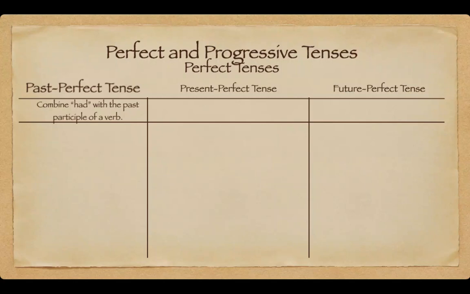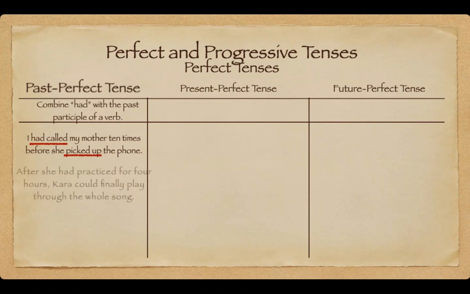Let's review a couple examples. I had called my mother 10 times before she picked up the phone. This example shows that the speaker had called their mother 10 times before she picked up, which is an action that also happened in the past. Here's a second example. After she had practiced for 4 hours, Kara could finally play through the whole song. This example again references two past events. Kara could play the whole song in the past, but before she could do that, she had to practice for 4 hours. Two past events.